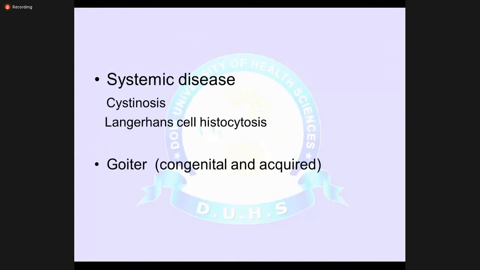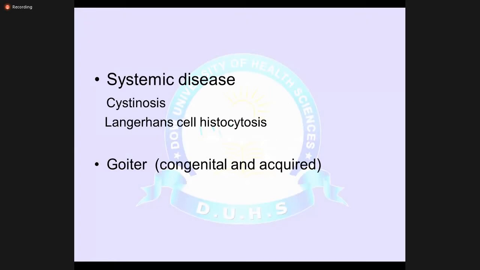Besides these, some systemic diseases can also affect the thyroid gland. For example, cystinosis, a metabolic disorder where cystine is not metabolized properly, and an excessive amount of cystine gets deposited in the thyroid gland that results in damage to the thyroid, and that results in hypothyroidism. Similarly, Langerhans cell histiocytosis, a malignant condition, can affect the thyroid gland also, and that can result in hypothyroidism. Or sometimes there is goiter, that is a tumor of the thyroid gland, that could be congenital or acquired, that results in increased size of the thyroid gland, and that could be one reason of hypothyroidism.